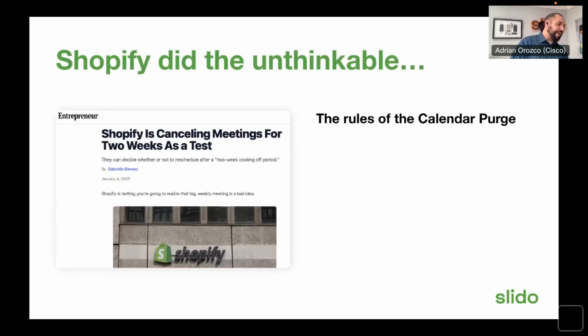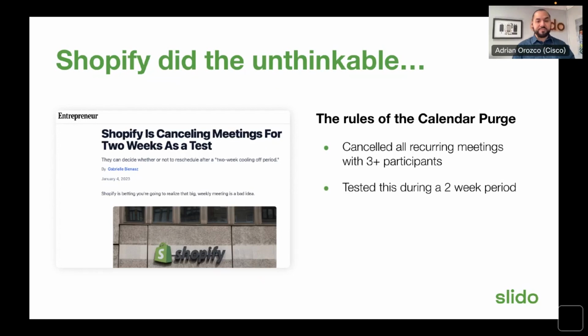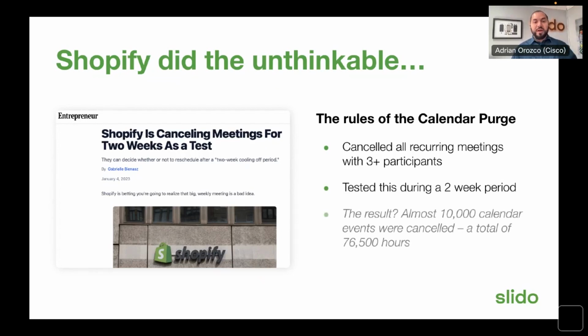Cool. Shopify did the unthinkable. You may have seen this news that came out at the beginning of the year in January, that Shopify announced they would cancel all recurring meetings with more than 3 participants. They also introduced a meeting-free Wednesday, right? And established that company meetings would only be held on Thursdays. And the results were kind of wild. They tested this for a 2-week period, and over the 2 weeks, they saved, quote unquote, about 76,000 hours of meetings. That's a jaw-dropping number, right?